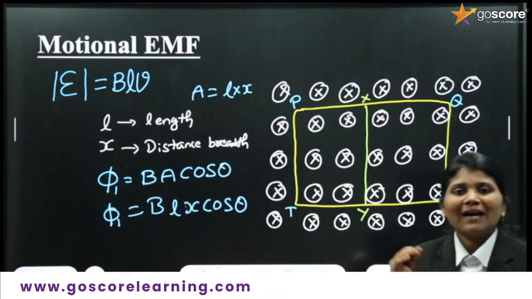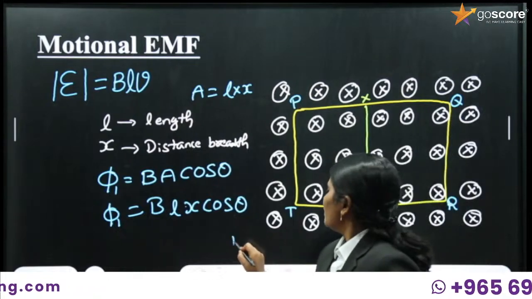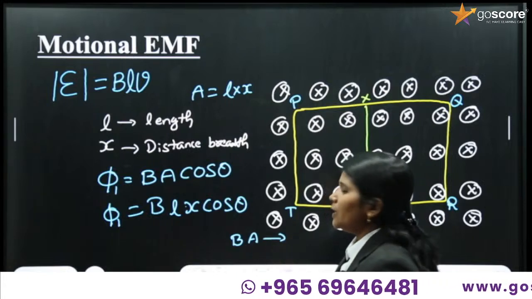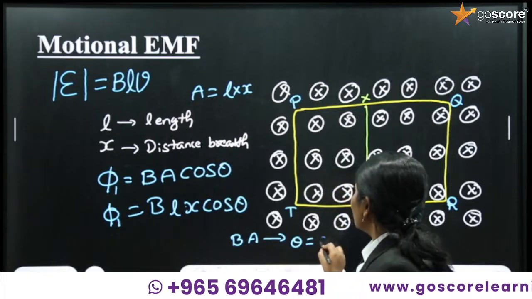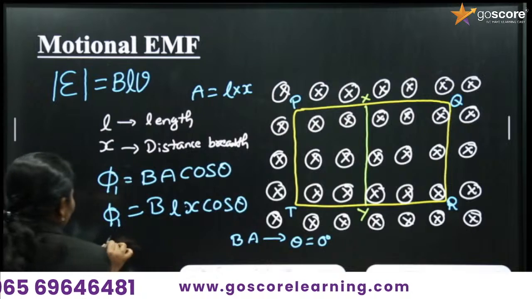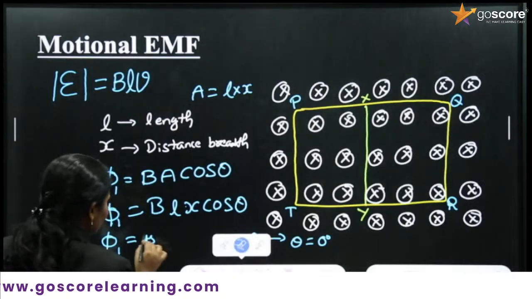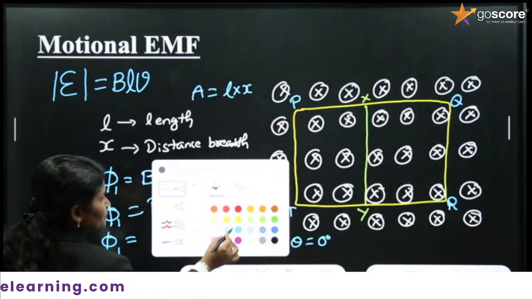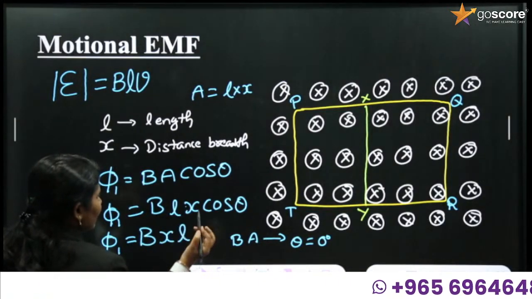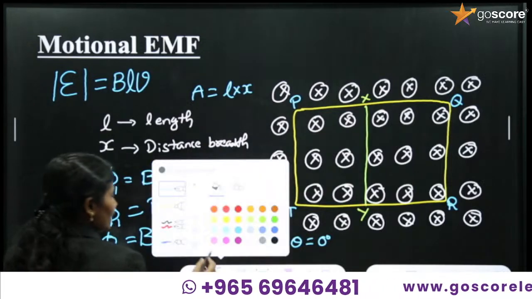Here the area and the magnetic field are both parallel. What is theta? Magnetic field and area are both parallel, so theta is equal to 0 degrees. Then phi 1 is equal to B X L cos 0 degrees.